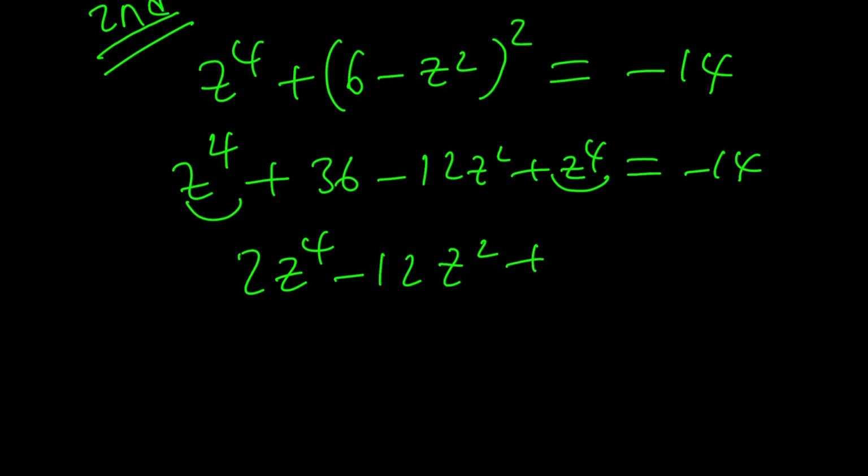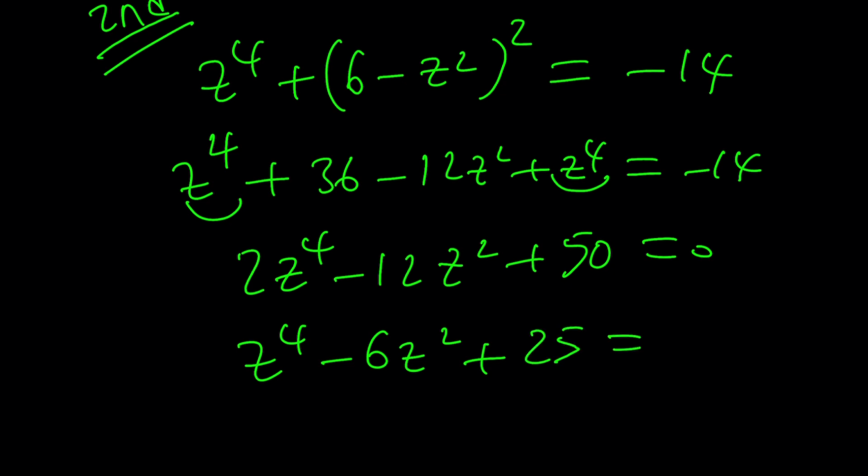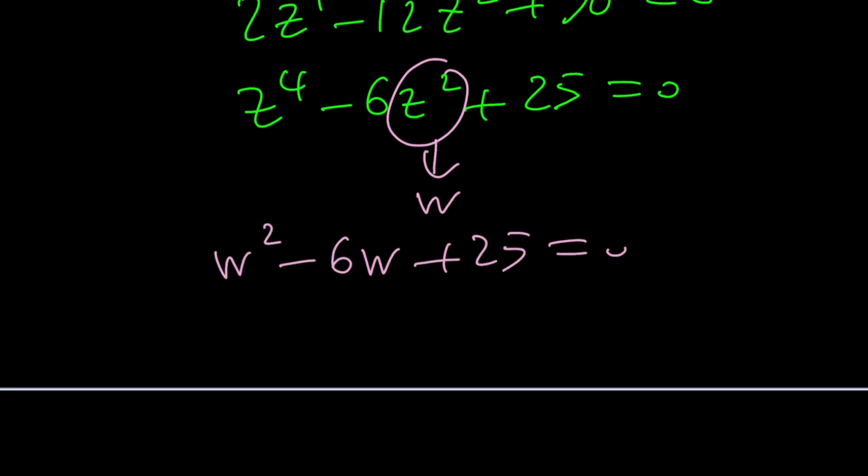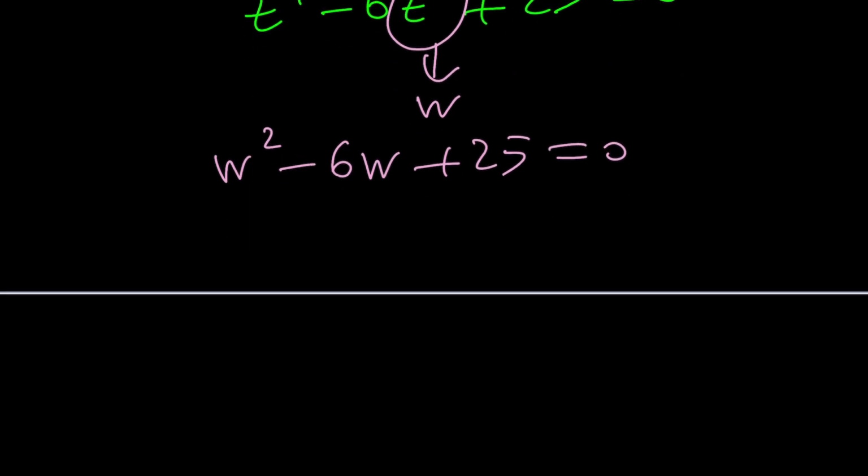Now let's put everything on the same side. Divide by 2. You get z to the fourth minus 6z squared minus 25 equals 0. And yay, this is quartic, but at the same time, it's biquadratic, right? If you call this w, you're going to get w squared minus 6w plus 25 equals 0. And we can use the quadratic formula and then go back to find z. Maybe z values are not going to be nice. Let's find w at least.